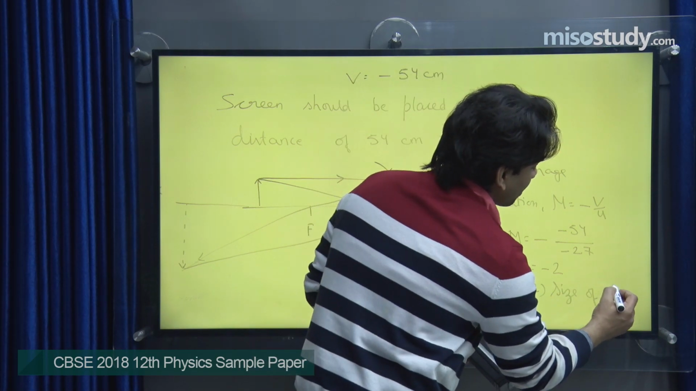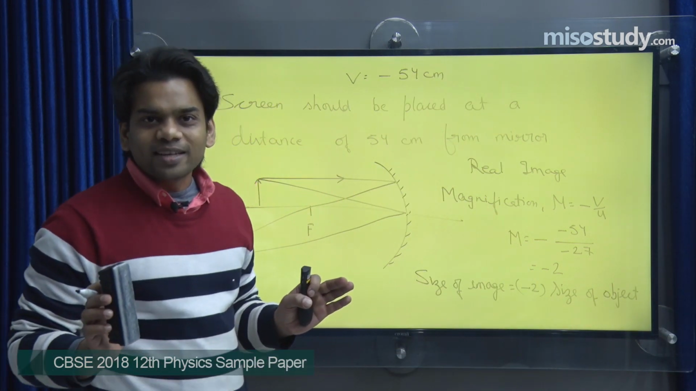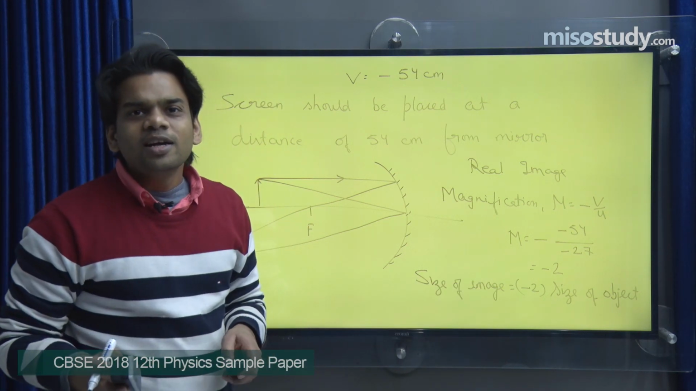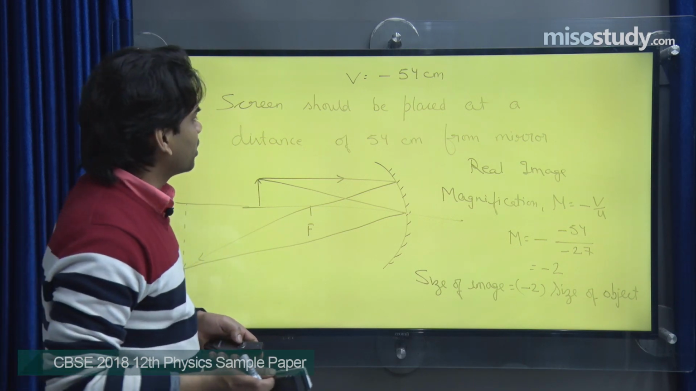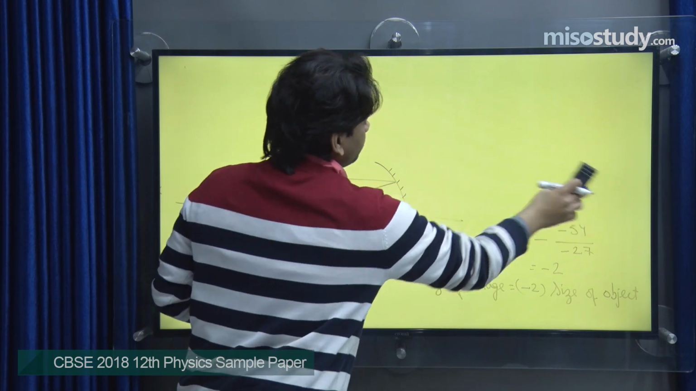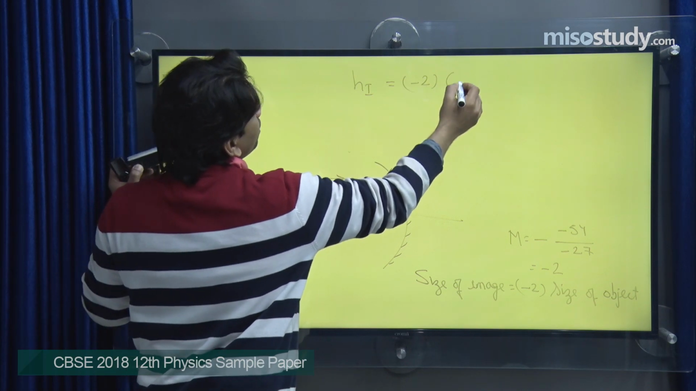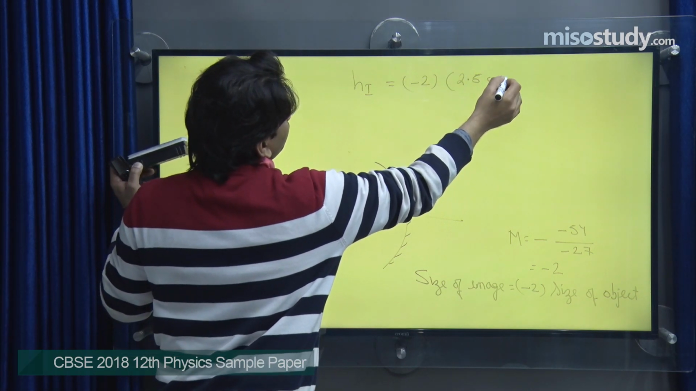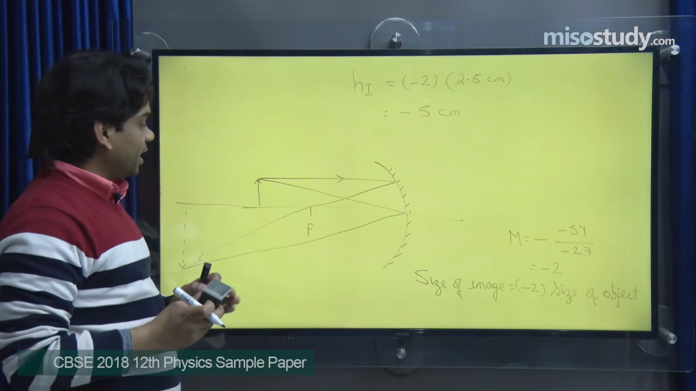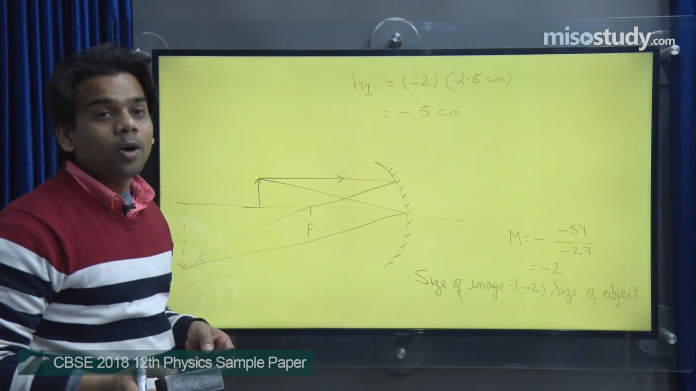Write it completely so that examiner is clear of everything, and he has got no scope to deduct your marks. So you have to write this size of image minus 2 into size of object. Size of object is given as 2.5 centimeter. So size of image, I am writing hi, that is minus 2 into 2.5 centimeter, this comes out to be minus 5 centimeter. Minus sign is denoting that it is inverted, and 5 centimeter, it is twice the object size.